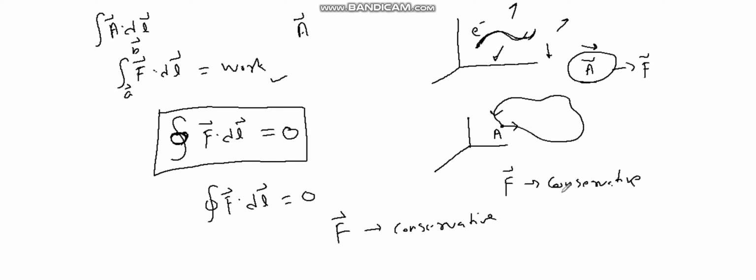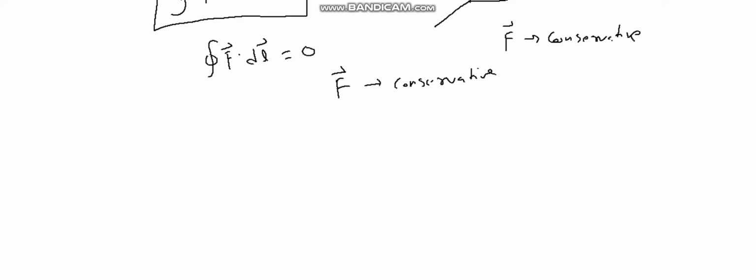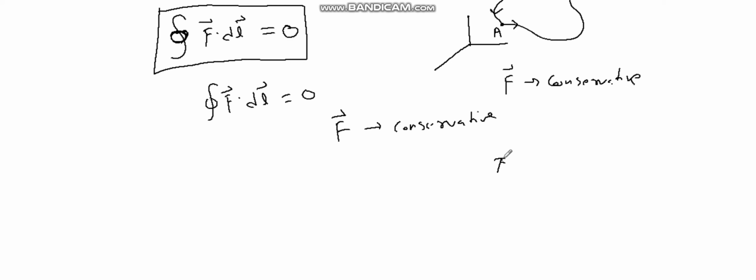And in electromagnetism, the electric field is actually a conservative field, but the magnetic field is not conservative. We will see this.